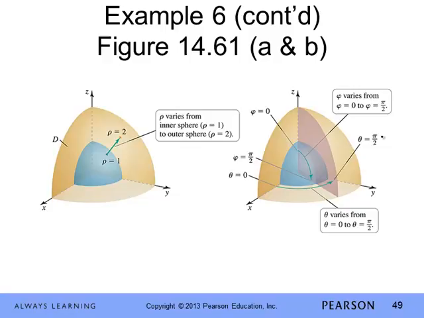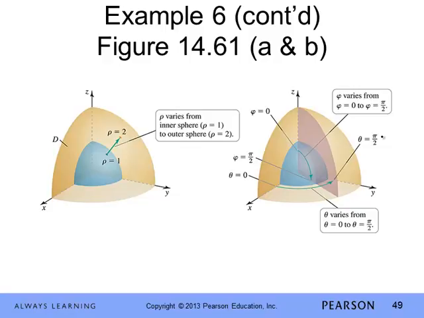We could let rho go from 1 to 2 as our innermost integral, and then phi could go from 0 to pi over 2, theta goes from 0 to pi over 2, and we're done. Imagine doing that in rectangular coordinates. It would be a mess, huh? You could do it, but it'd be a lot more difficult than in the spherical coordinate system.